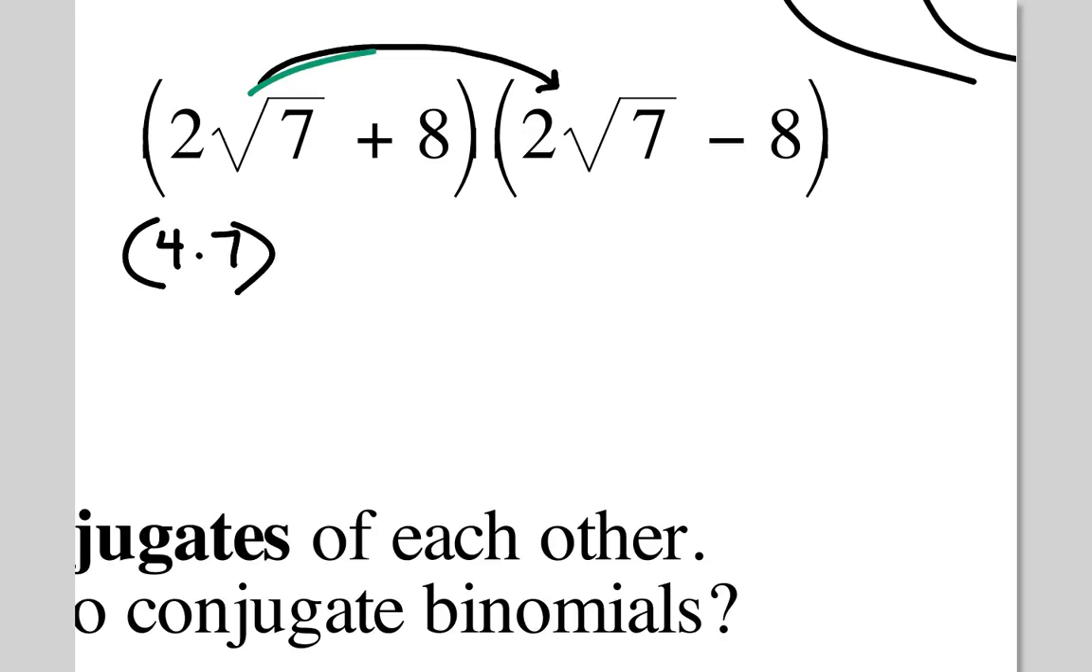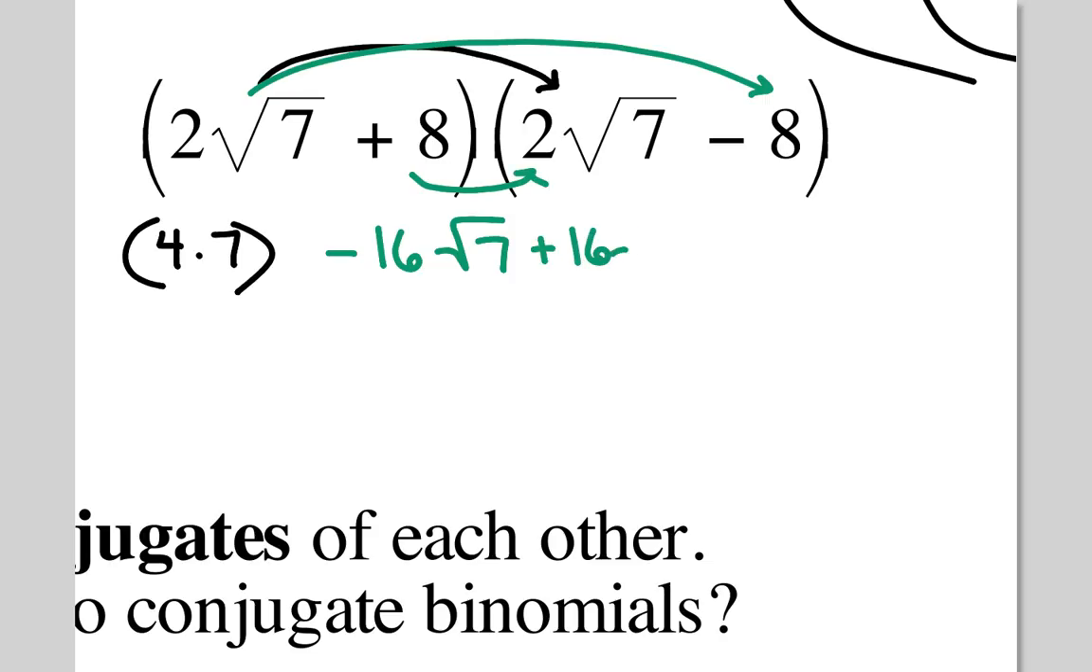Now for the outer, you got negative 16 root 7. And I'm going to leave the inner in green as well. And we get a positive 16 root 7. And then I'll put the last one in black. Positive times negative is negative 64. So I'm just getting 28 minus 64.